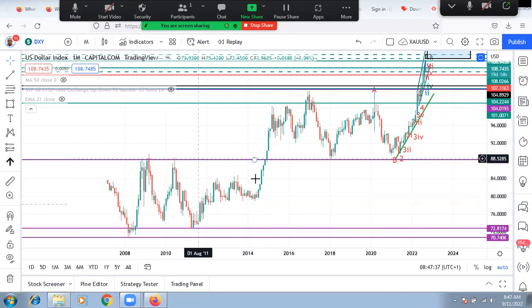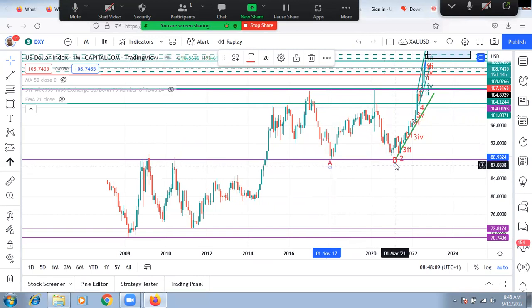Now, in my previous videos, I did talk about how this particular broker did start with wave 1 to the upside of DXY, and the correction A, B, C in the middle of wave 2, and the height of wave 3 at this level, the height of wave 2 at that level. I'm just correcting that.